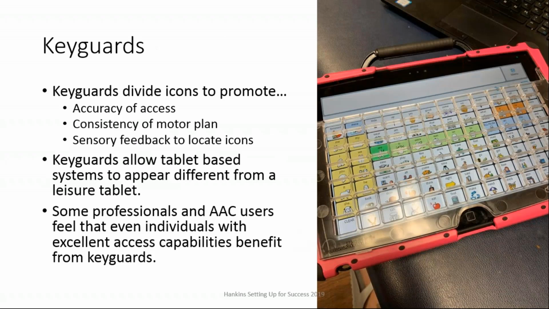I gotta love a good key guard. They divide icons and they promote accuracy of access, consistency of motor plan, and sensory feedback to locate icons. And my friends that use key guards and don't have physical or vision impairments say that the sensory feedback of it is almost essential. They allow tablet-based systems to appear different from a leisure tablet. So if you're trying to make an iPad look less iPad-y, for lack of a better word, then you can use a key guard and maybe that masks that a little bit. So I really do love a key guard and a touch guide, whichever one you feel like is best at that point.